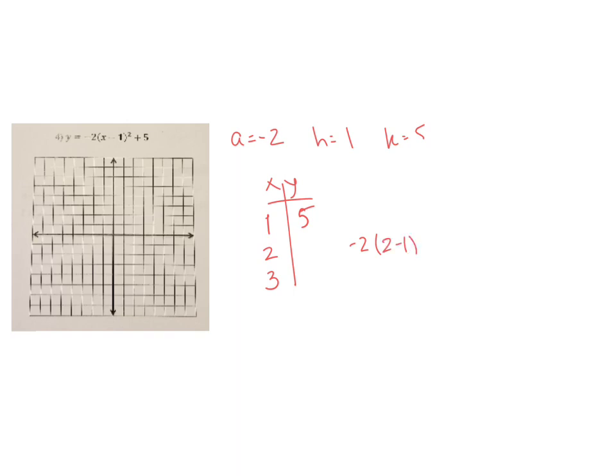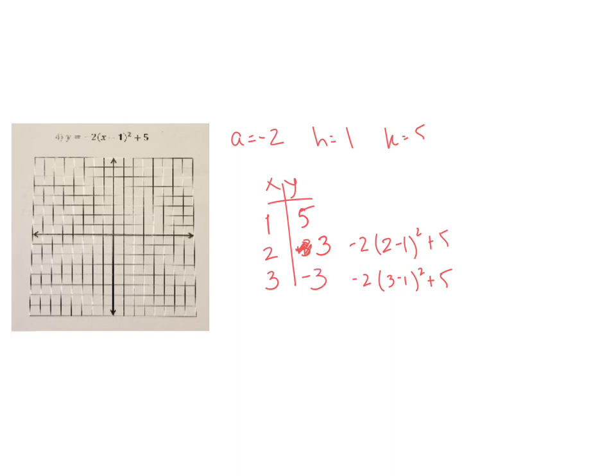Negative 2 times 2 minus 1 squared plus 5. 2 minus 1 is 1. 1 squared is 1, so it's negative 2 plus 5, which is going to give me a positive 3. I'm plugging in 3. Negative 2 times 3 minus 1 squared plus 5. I get 2 squared, which is 4, times negative 2 is negative 8. Plus 5, it is going to give me negative 3.